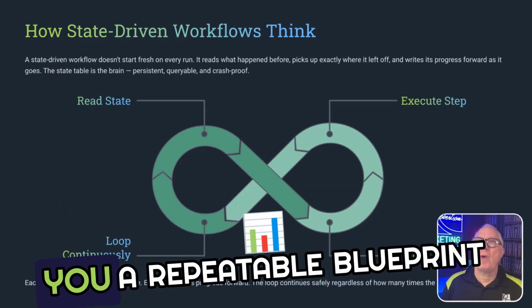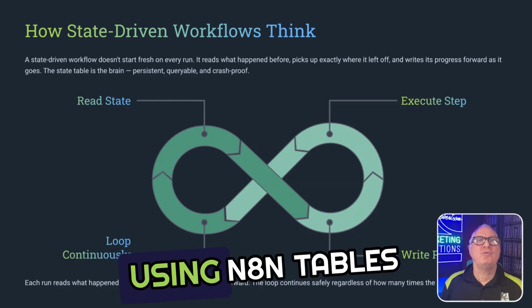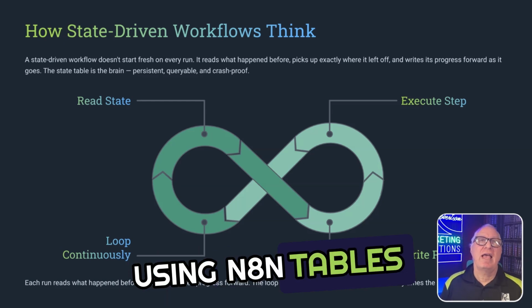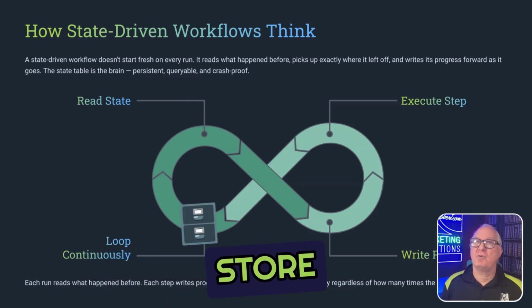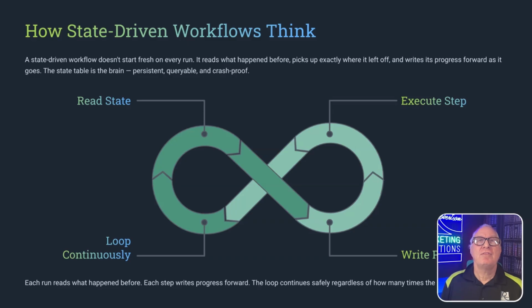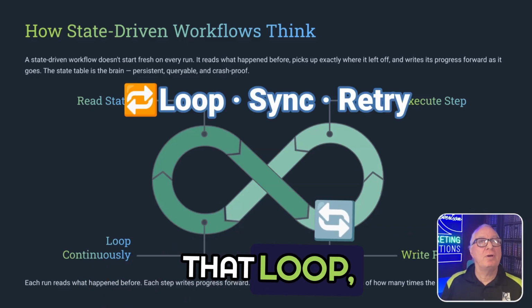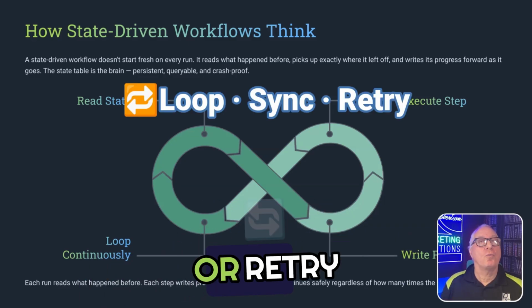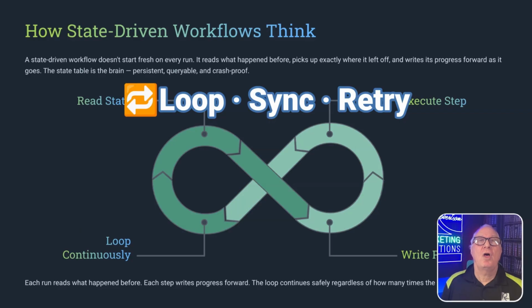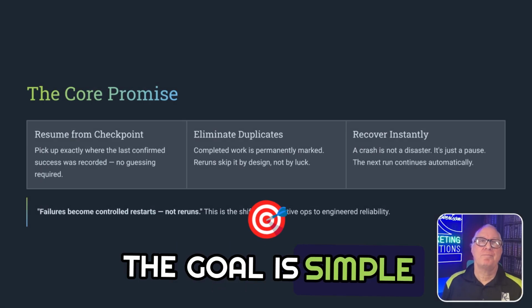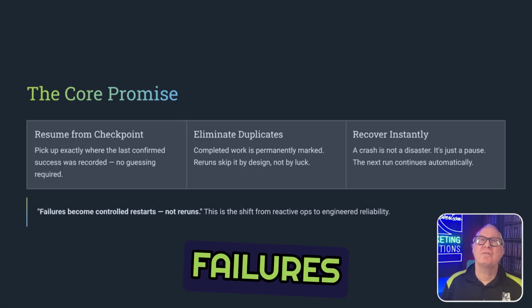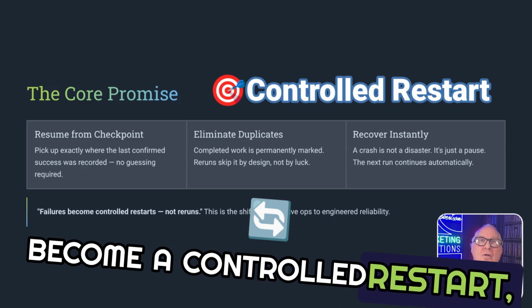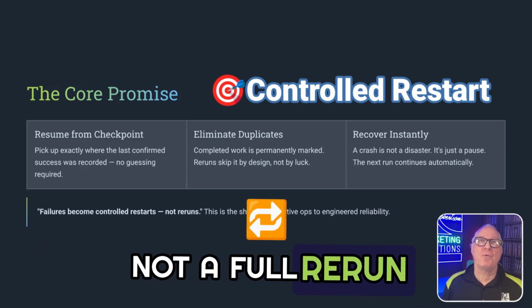I'm going to show you a repeatable blueprint using n8n tables as a lightweight state store. This is for workflows that loop, sync, or retry. The goal is simple. Failures become a controlled restart, not a full rerun.